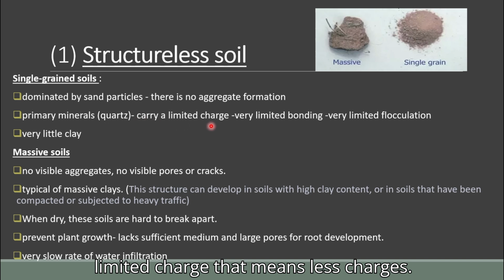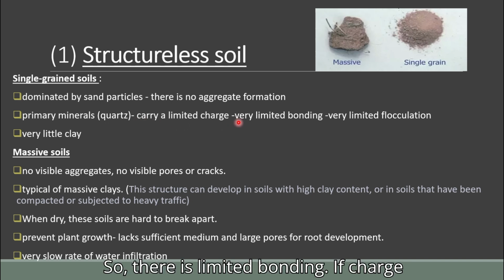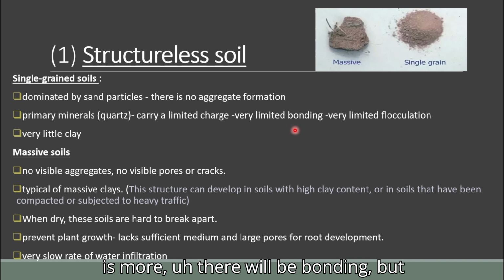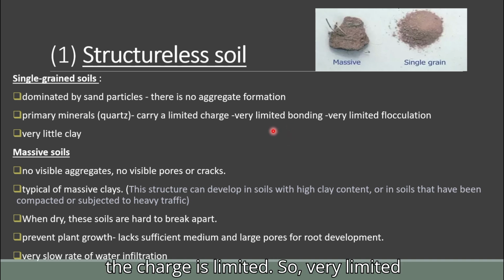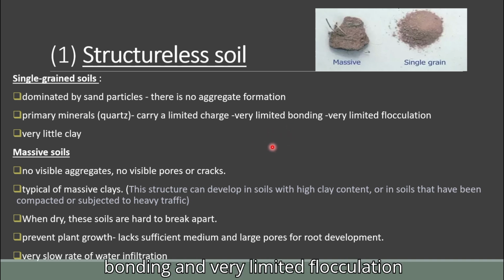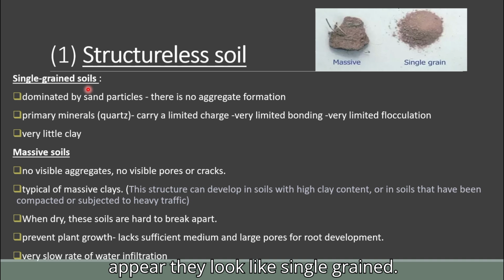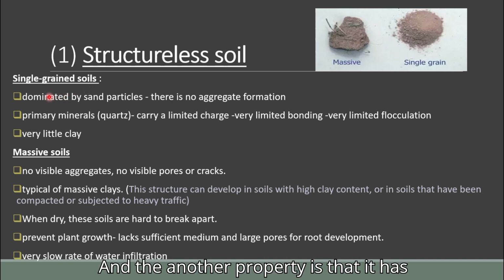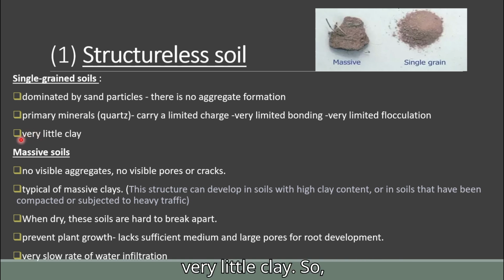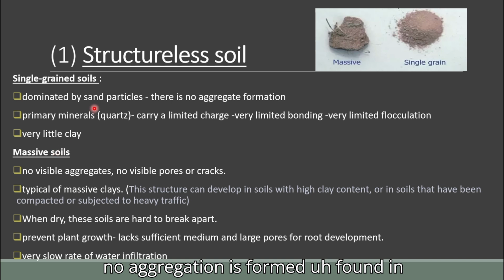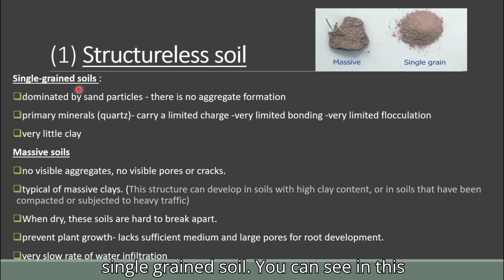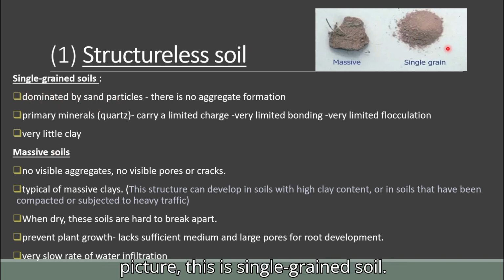That means less charge, so there is limited bonding. If charge is more, there will be bonding, but charge is limited. So very limited bonding and very limited flocculation happens in single grained soil. So they look like single grained. And another property is that it has very little clay. So no aggregation is found in single-grained soil. You can see in this picture, this is single-grained soil.